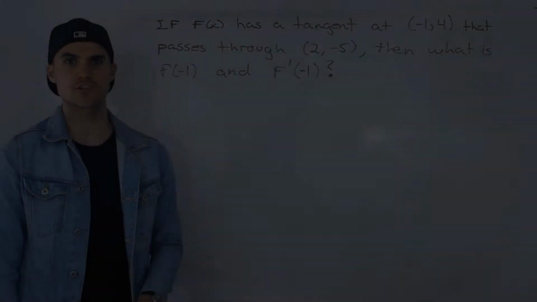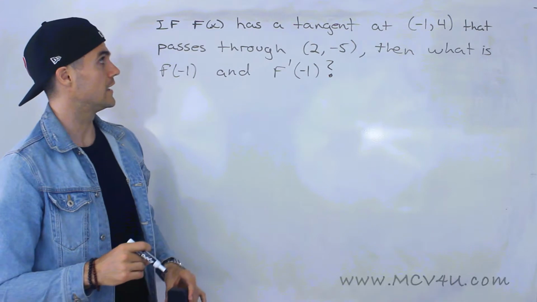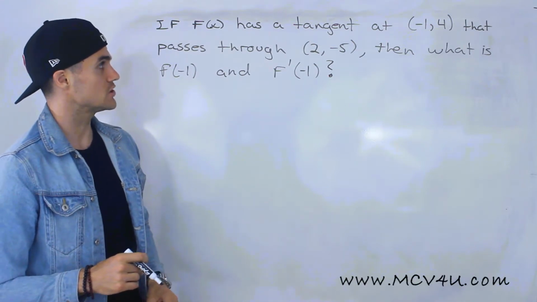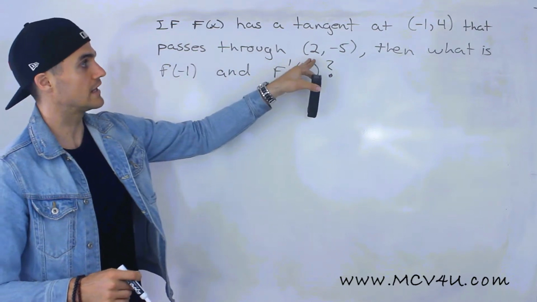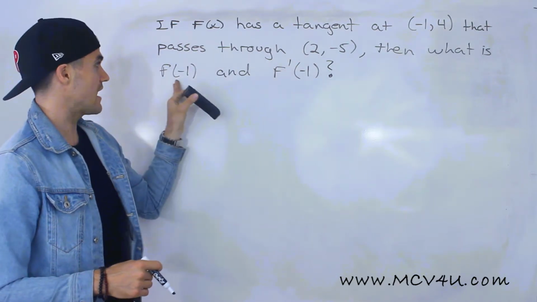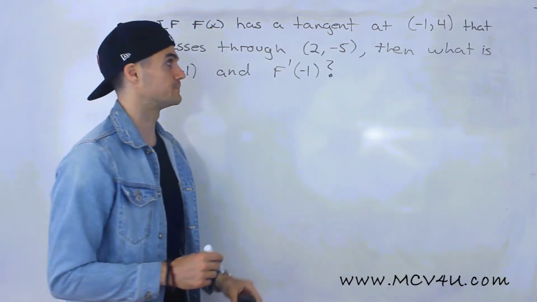Welcome back everyone, Patrick here, and moving on to another question dealing with derivatives. So if f of x has a tangent at (-1, 4) that passes through (2, -5), then what is f of -1, and then what is f prime of -1?